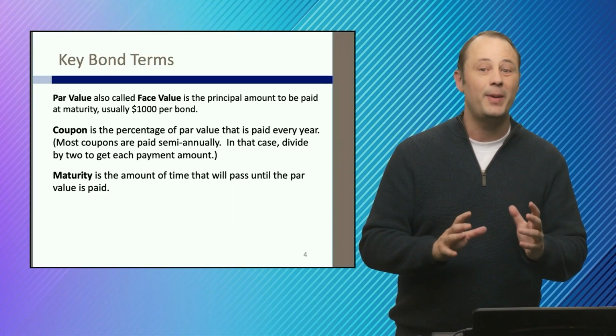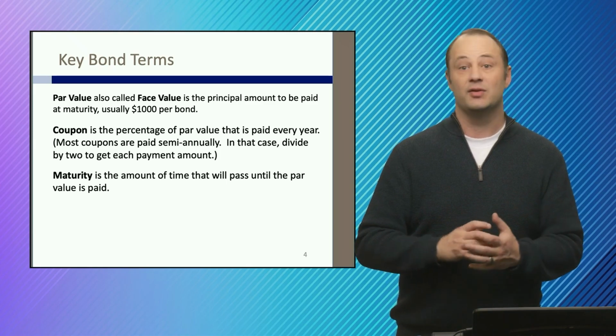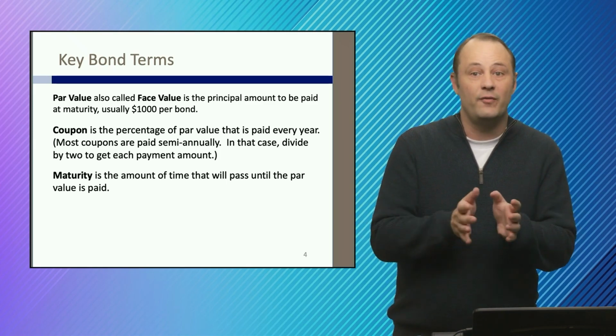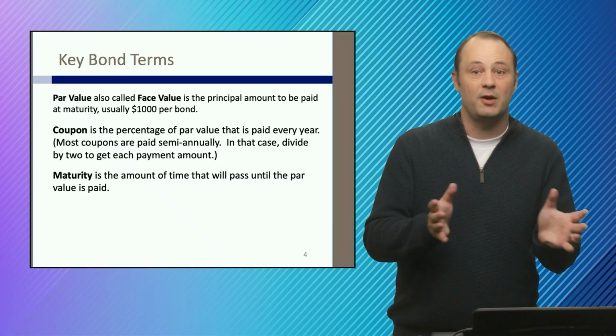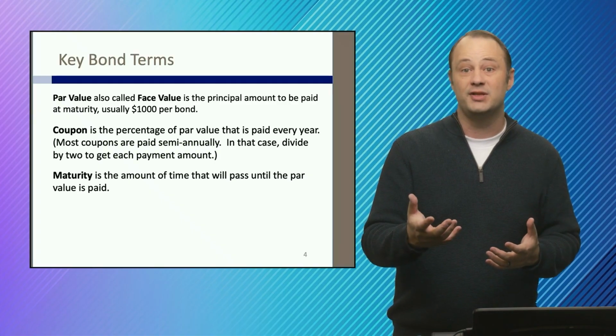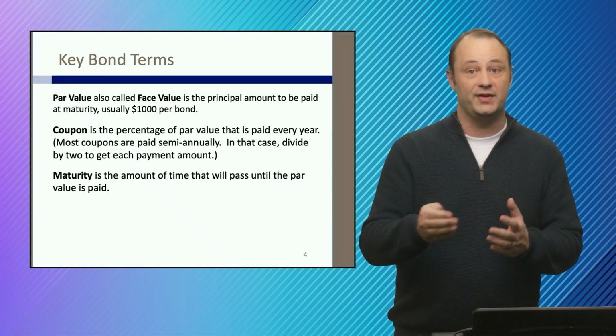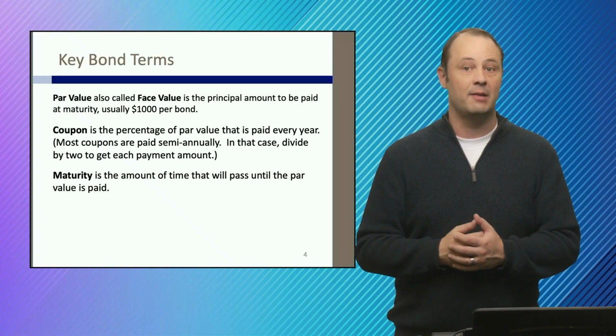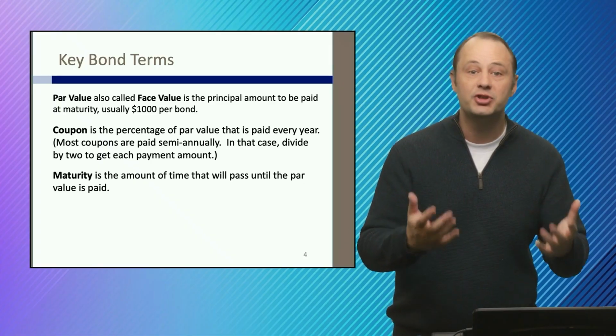Most coupons are paid semi-annually. And so like in our example, that $100 would have been split into 2 6-month periods. And so IBM would be promising to pay $50 every 6 months if coupons were paid semi-annually. And then finally, maturity.